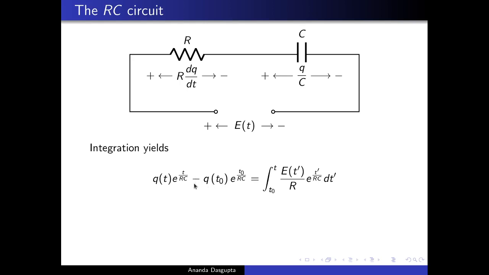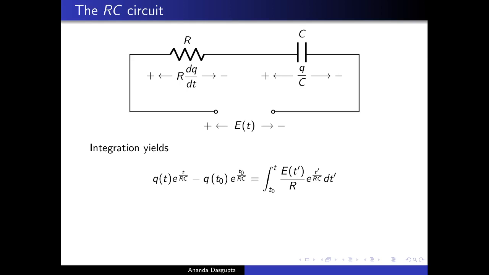The left hand side simply integrates directly, and you put in the initial conditions, put in the limits, you get q(t) e to the t by RC from the upper limit, q(t0) e to the t0 by RC from the lower limit, and the result is simply an integration from t0 to t of the function on the right hand side. All I have done is I have been careful that the variable over which you integrate is really a dummy variable, so I have decided to call it something else other than t. T, of course, here is the upper limit, so I have called that variable t prime. That's all there is to it.